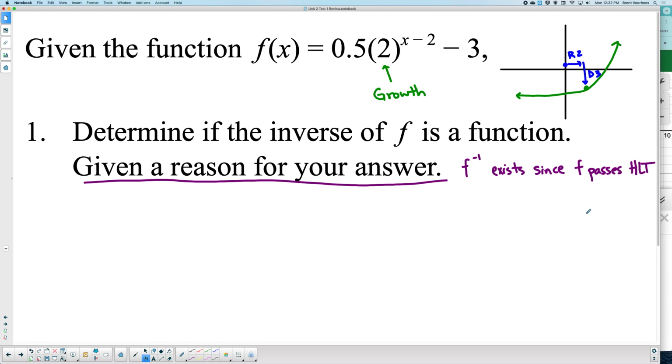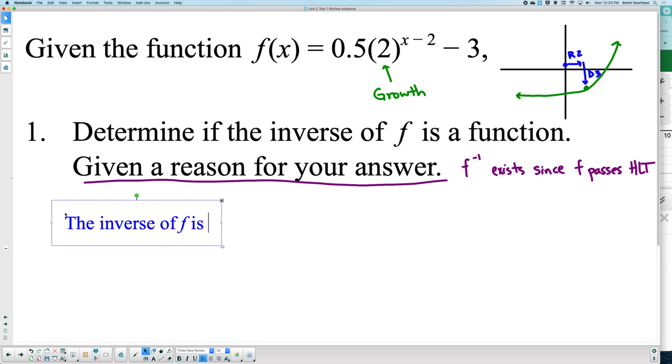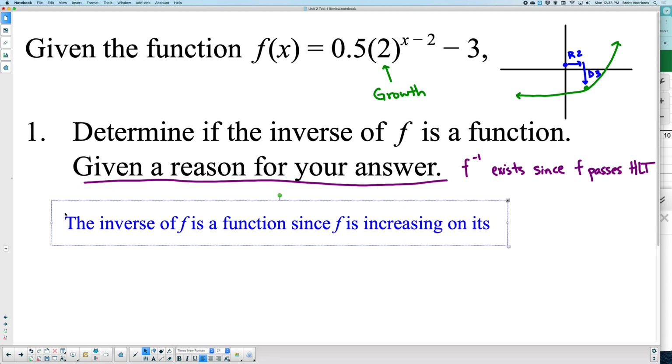Here's how you're going to write your answer. If it passes, it only passes because the graph is either always increasing or always decreasing. On this one, does the graph always increase or always decrease? Increase. So here's how you would write your answer. The inverse of f is a function since f is increasing on its domain.